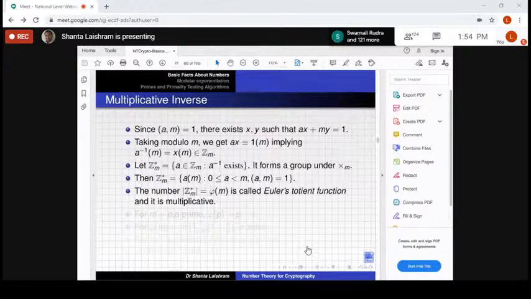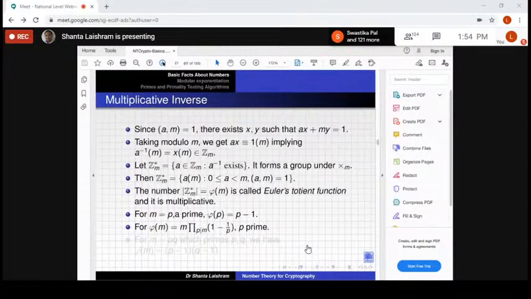And the number of elements in this group is called the Euler phi function, or Euler totient function, and it's multiplicative. For a given prime P, you know that every number from 1 to P minus 1 is co-prime to P. So this G_M is nothing but the set of all integers between 1 and M which are co-prime to M. So when M is P, the number of such elements is P minus 1. So phi of P is P minus 1. And for any M, one can easily show that phi of M is M times the product of 1 minus 1 over P, where P runs over the prime divisors of M.